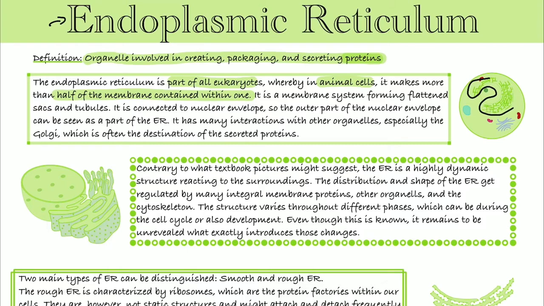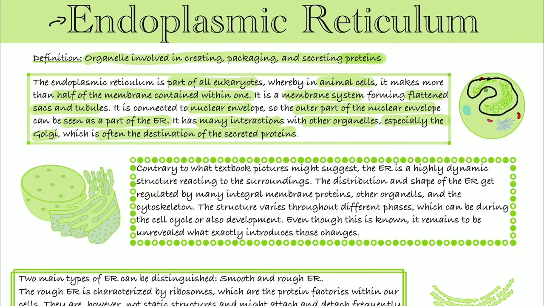The ER is a membrane system which forms flattened sacs and also tubules. It's connected to the nuclear envelope, so the outer part of the nuclear envelope can be seen as a part of the ER, or vice versa. Now, it has many interactions with other organelles, especially the Golgi, which is often the destination of the secreted proteins.